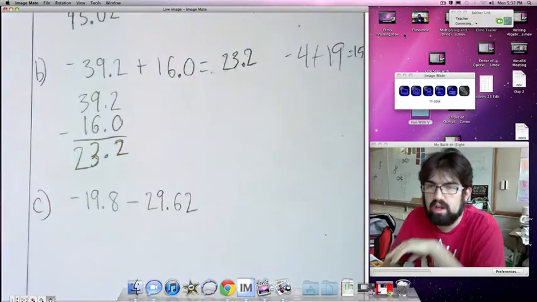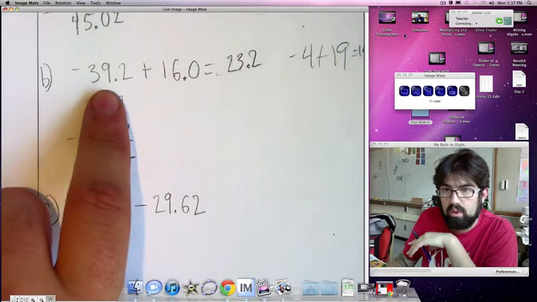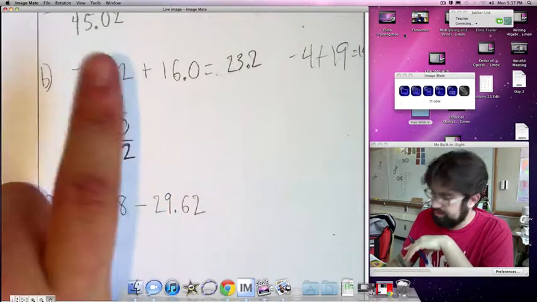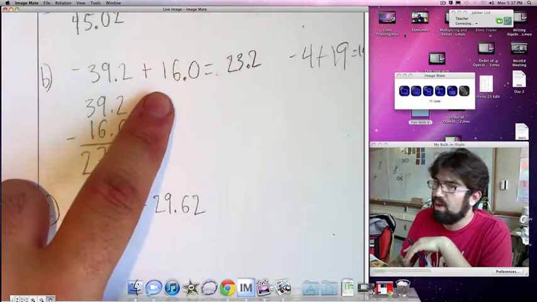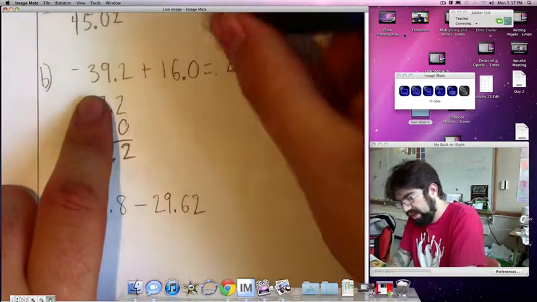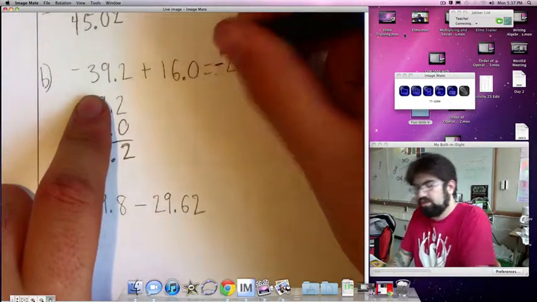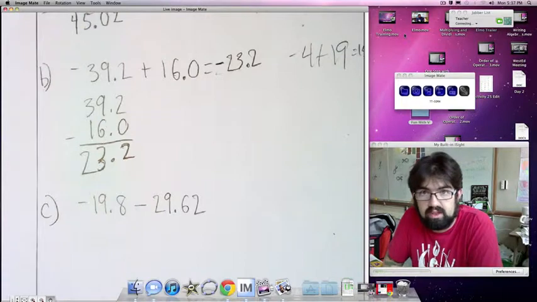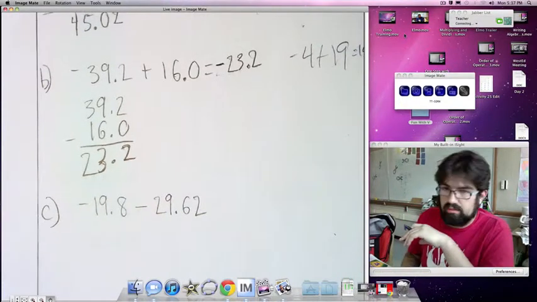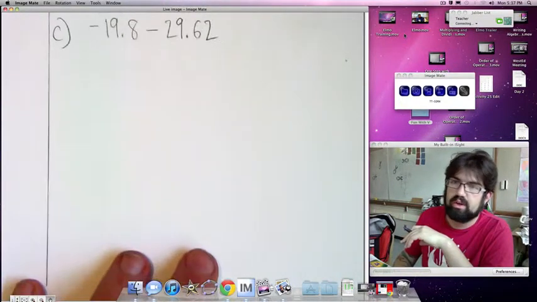Now here's the question. Are there more negatives or more positives? 39 is bigger than 16 by a whole lot, so there's more negatives. So my final answer would be negative 23.2. Coming on down here, just keep on going.